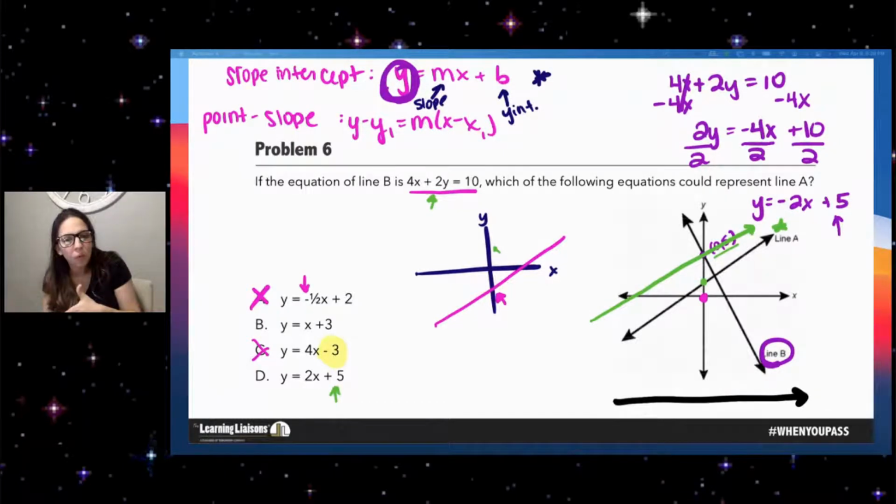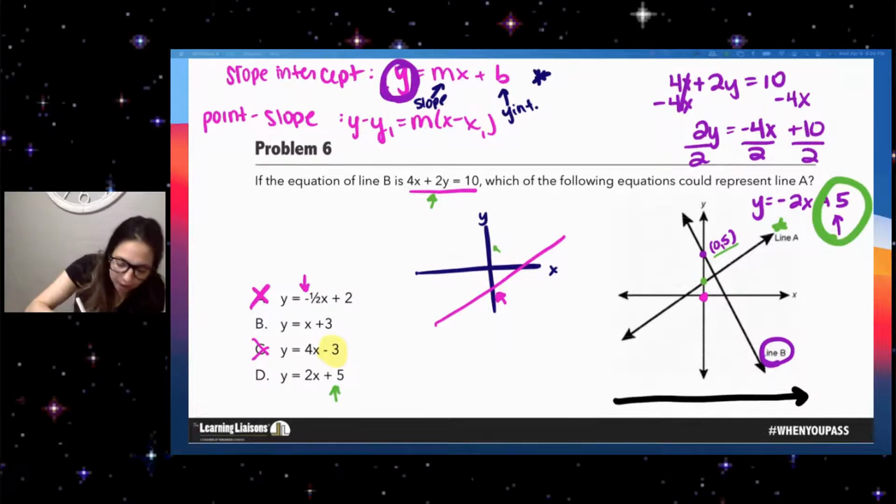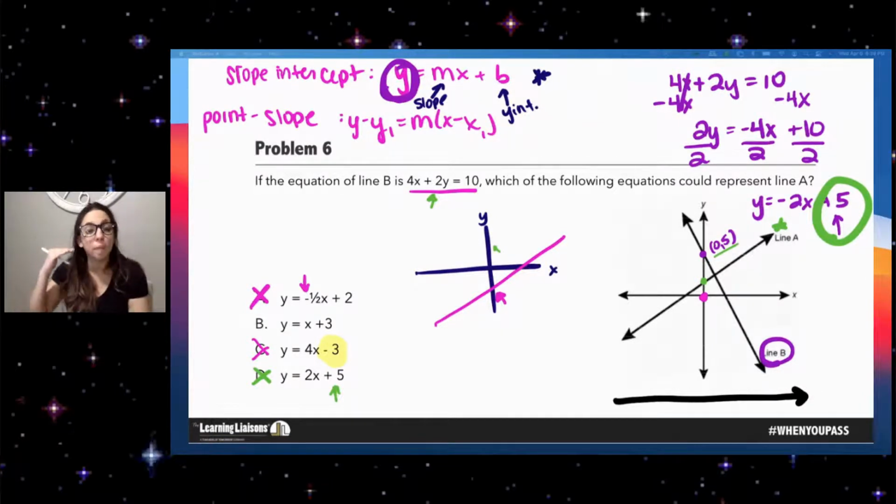So because line B has a y-intercept of 5, I know that line A has to have a y-intercept that is smaller than 5, but greater than 0 because it's above the origin, which leaves me with letter B, y equals x plus 3. Did that make sense? If you guys have any questions, don't hesitate to ask.